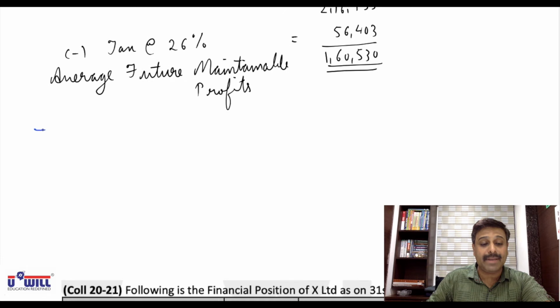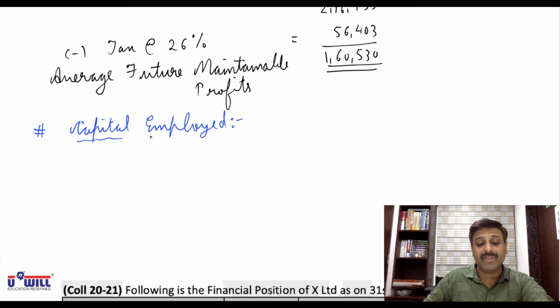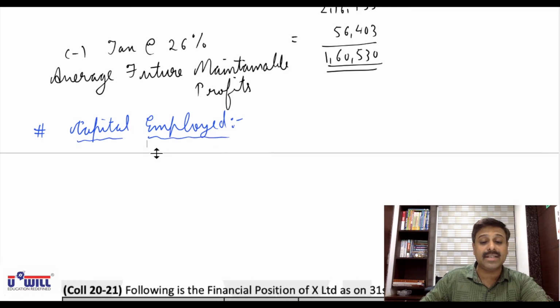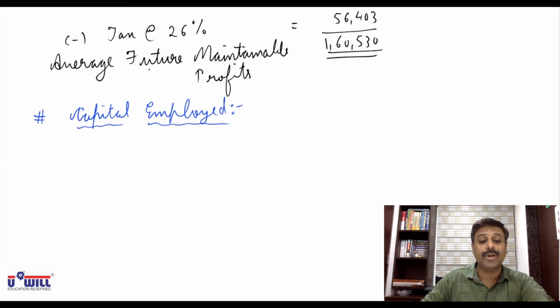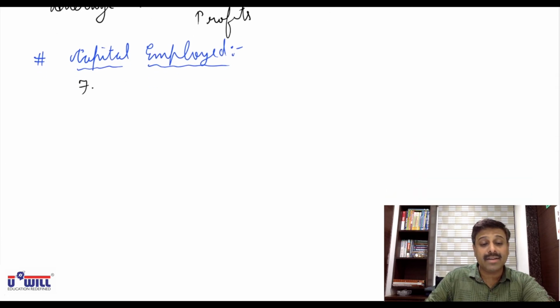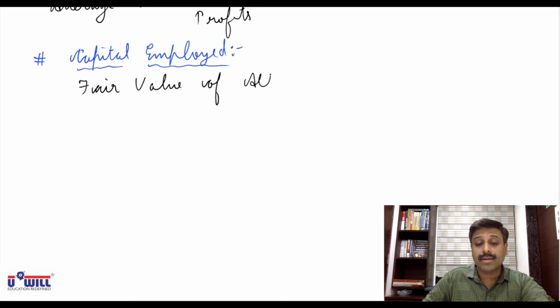Now we find capital employed. Second step to find the goodwill, what we require is capital employed. And in super profits method we do require it. Only in simple profits we don't require capital employed. In all other methods we are required to calculate capital employed. Now here the formula is fair value of all trade assets.